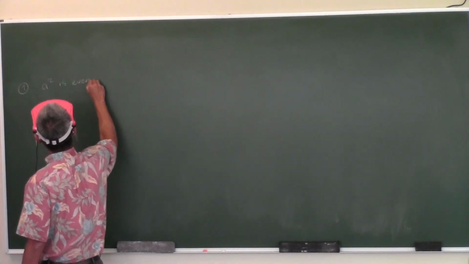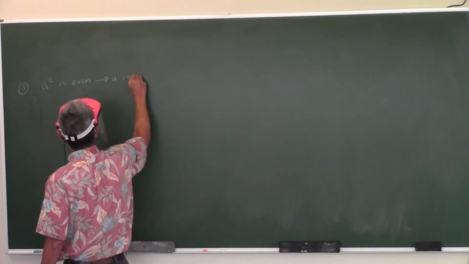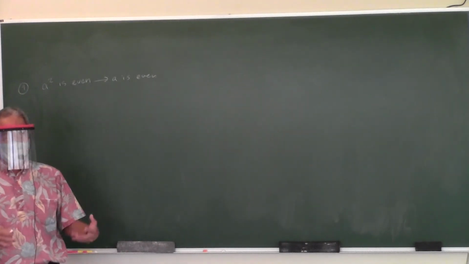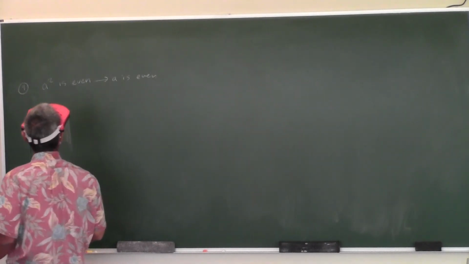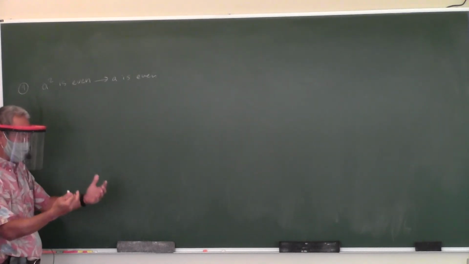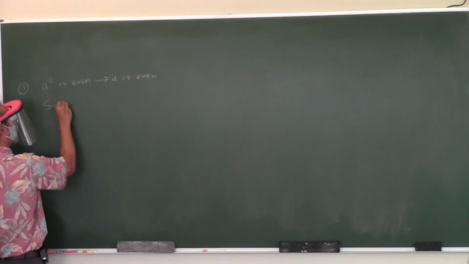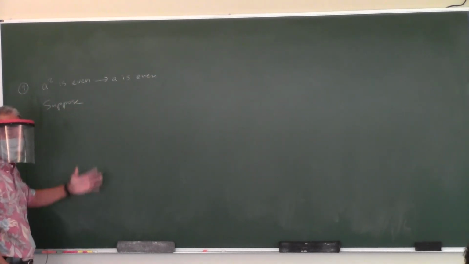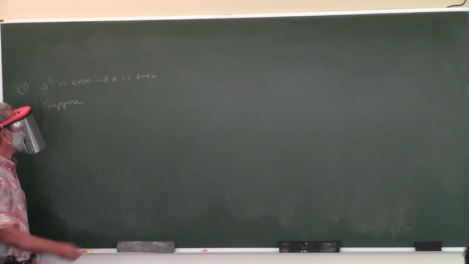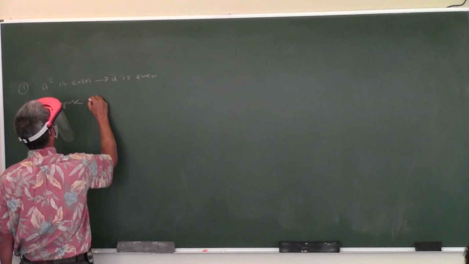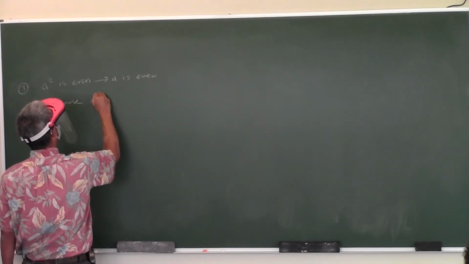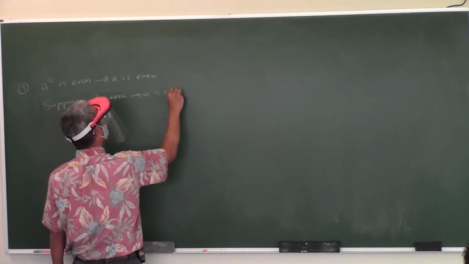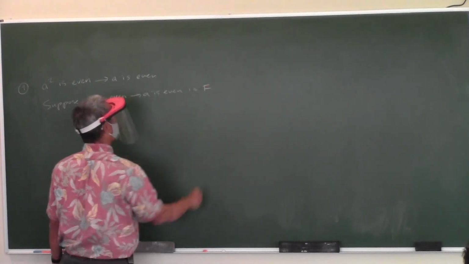If a squared is even, then a is even. Now, this is assuming a is an integer, so basically a and a squared are integers. Okay, so this is a conditional statement. So what's always the first part of an indirect proof? We're going to suppose that this is false, but it's a conditional statement. So suppose, I guess I gotta write it again, a squared is even implies a is even, is false.